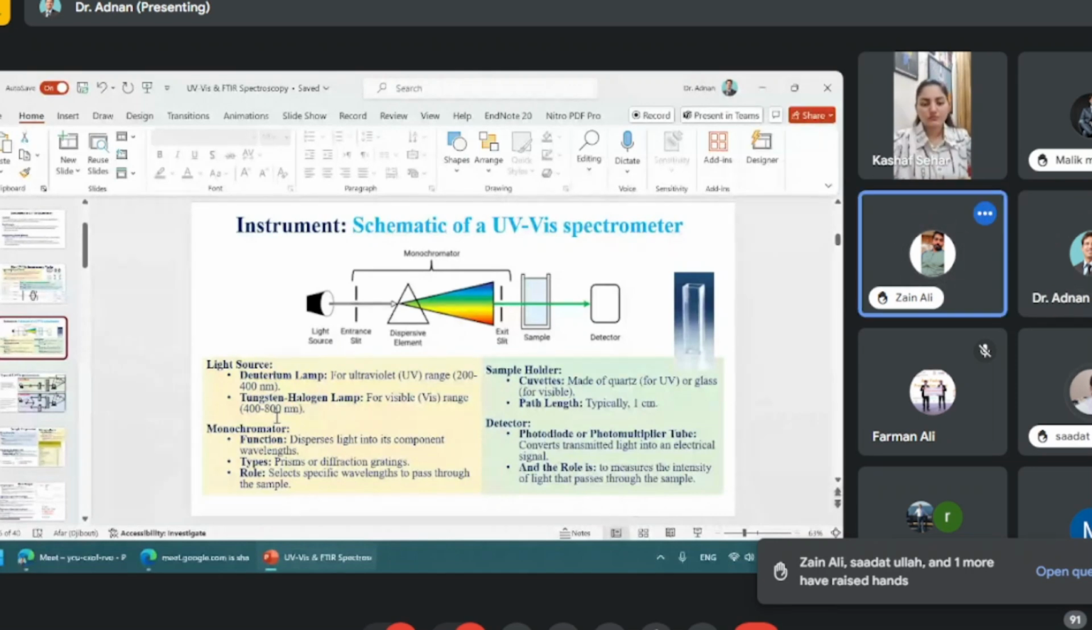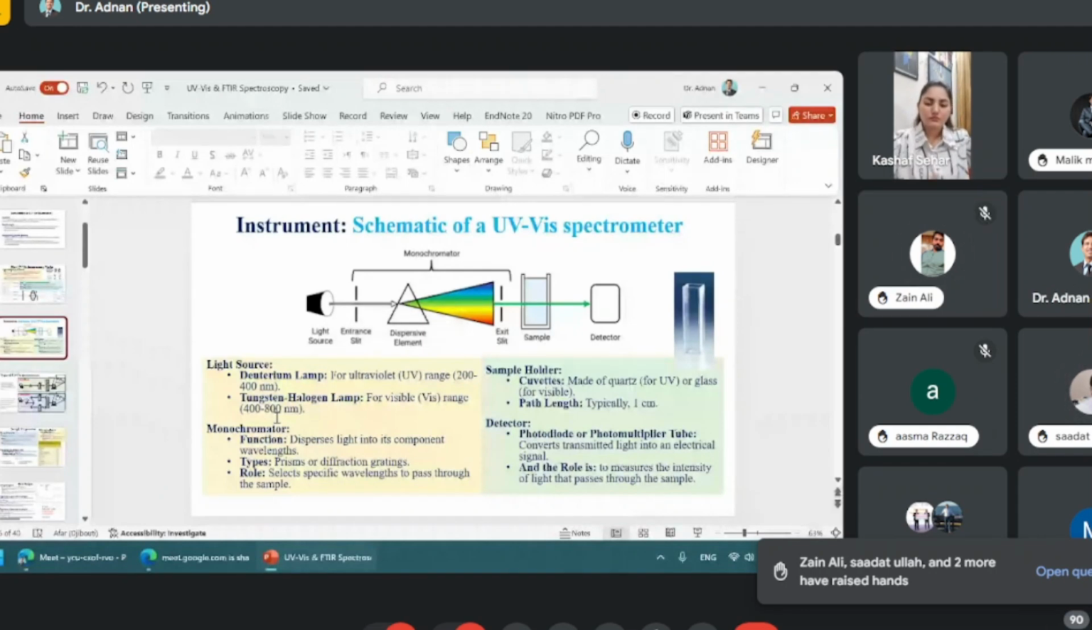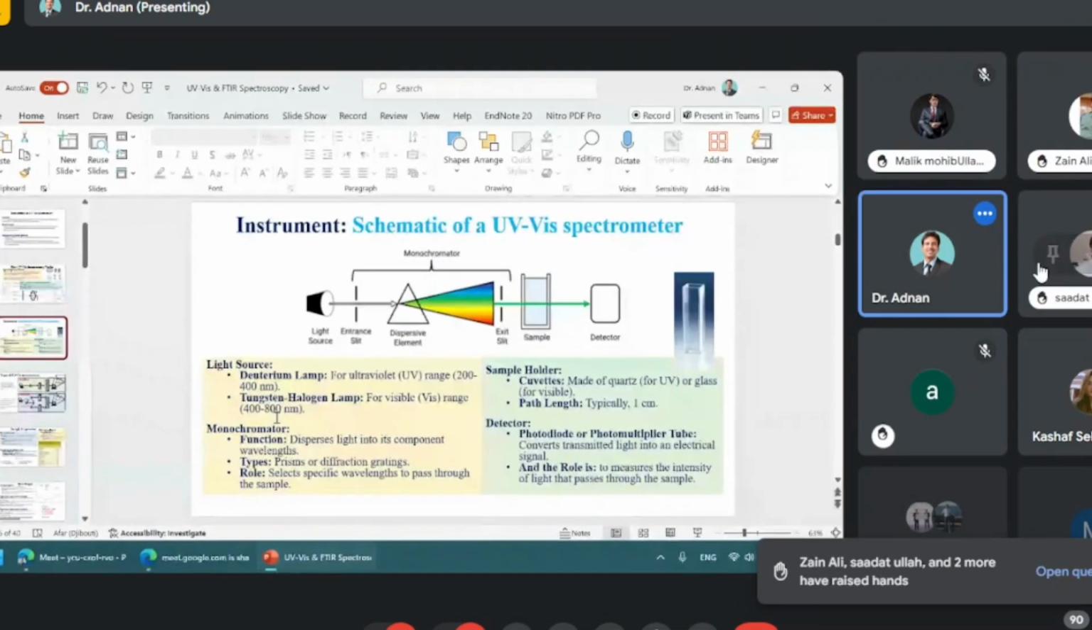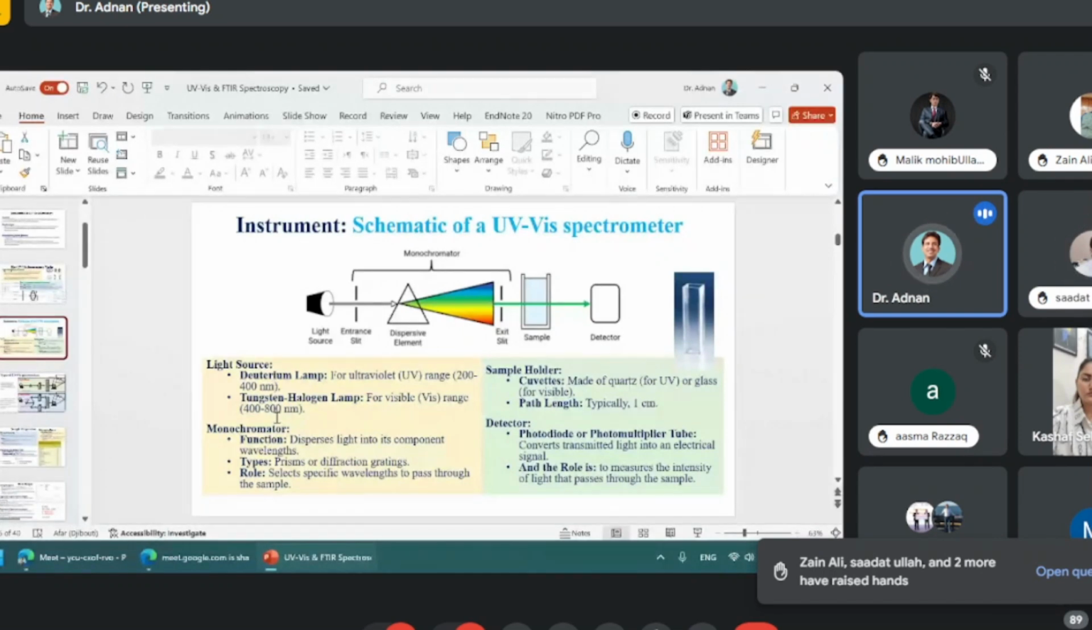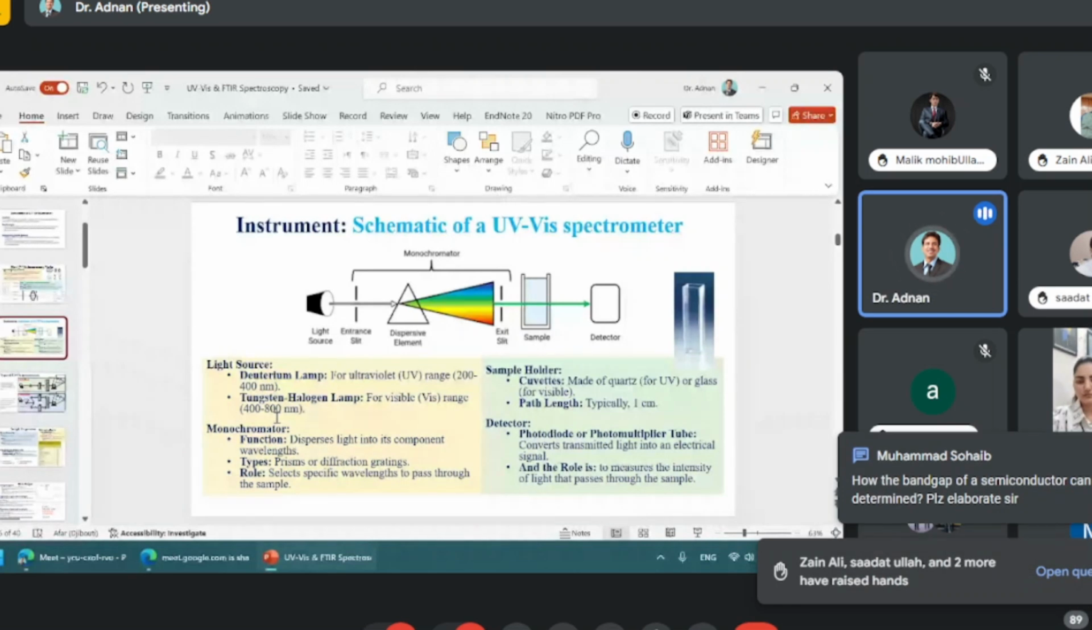Yes, sir. Sir, we are using quartz cells for UV only and glass cells for visible. Why, sir? This is because quartz cells don't absorb in the UV region, so that's why we use quartz cells in the UV region, and glass cells don't absorb in the visible region. You are also baselining the instrument for the solvents you are using, and using them as a reference, so you can remove the absorbance of the glass in the visible region.